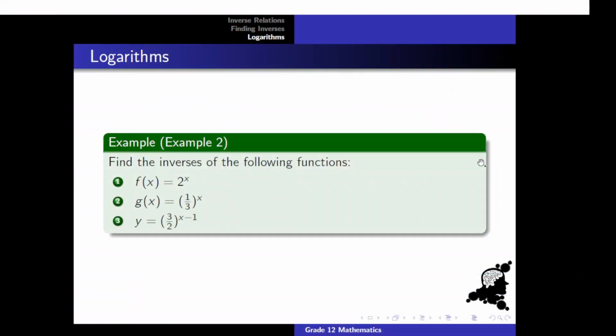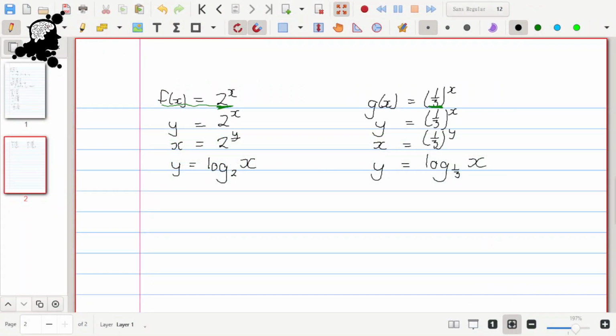Alright, let's look at the last question. This one is a bit interesting. We've got y equals 3 over 2 all to the power x minus 1. So y is equal to 3 over 2 all to the power x minus 1. We said the first thing we need to do is to write our expression in the form y is equal to. That's good. We have it sorted here. The next step is we need to swap x and y. So x is equal to 3 over 2 to the power y minus 1.